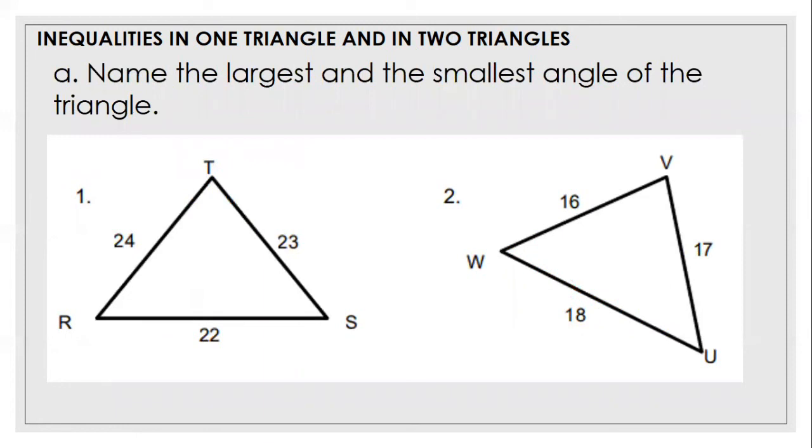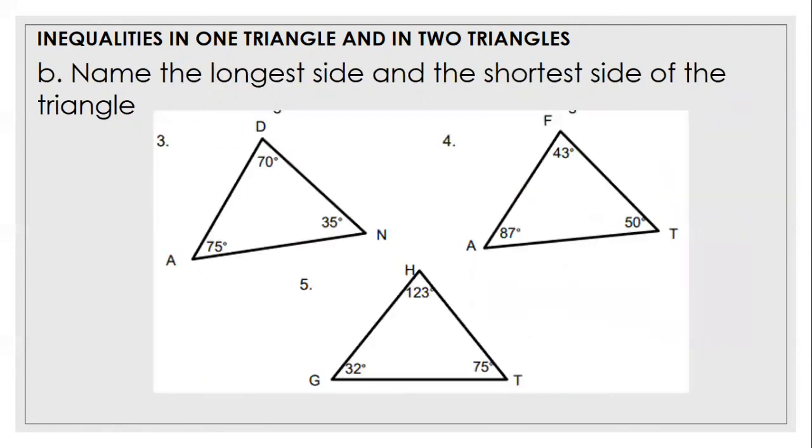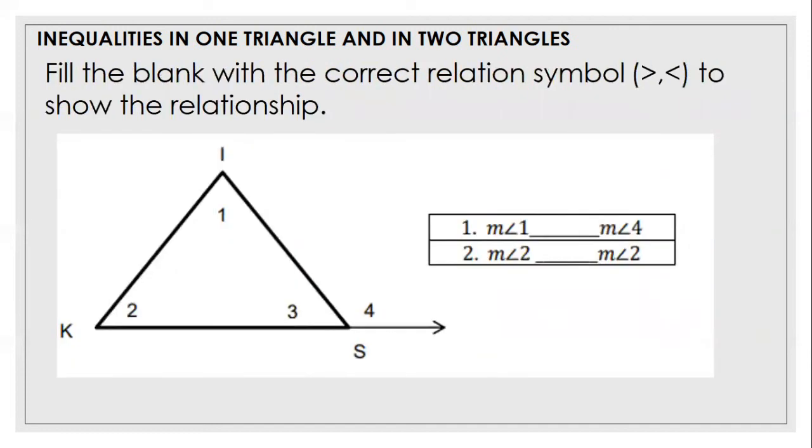Okay, so this is your activity. Please answer this in your notebook. Name the largest and the smallest angle of the triangle. Number 1 and number 2, you can use here the hinge theorem. Also in 3, 4, and 5. Here, fill the blank with the correct relation symbol, greater than or less than, to show the relationship. You can use here the exterior angle inequality theorem.